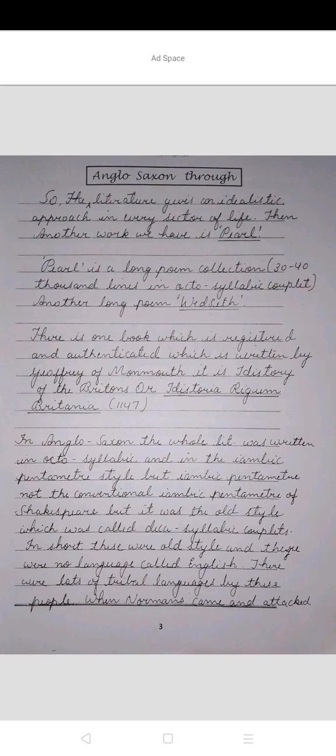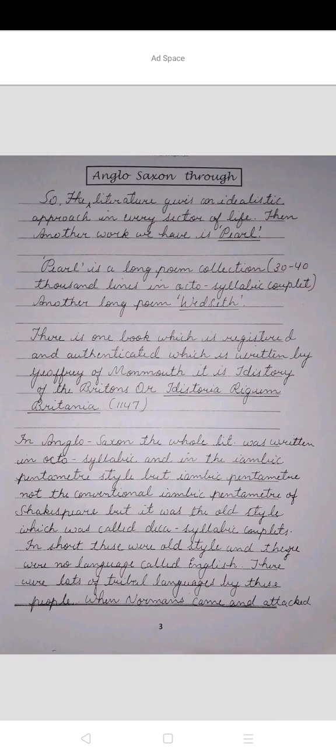And in Anglo-Saxon, the whole literature was written in octosyllabic and in iambic pentameter style, but not the conventional iambic pentameter of Shakespeare. It was the old style which was called decasyllabic couplet. In short, these were old styles, and there was no language called English. There were lots of tribal languages spoken by these people.